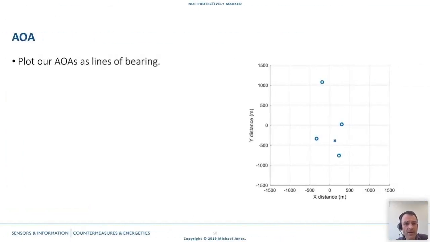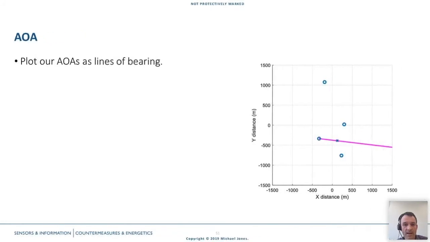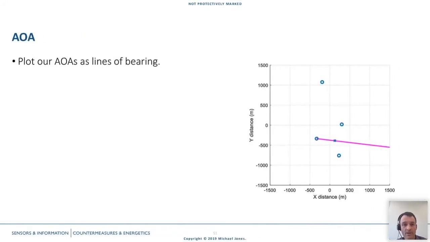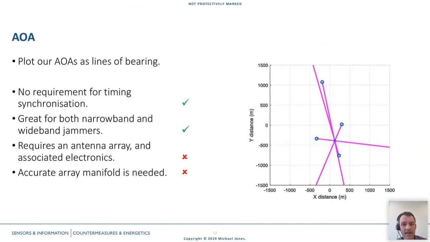Okay, so what does that do for us? Let's go back to that same scenario again, where we've got 4 sensors and a jammer, and we can plot that line of bearing. From one of those sensors, we get a line of bearing that goes hopefully through where the jammer is. And then we plot the others. Again, we get a number of lines that, if everything goes to plan, will intersect and give us a geolocation on that jamming source.